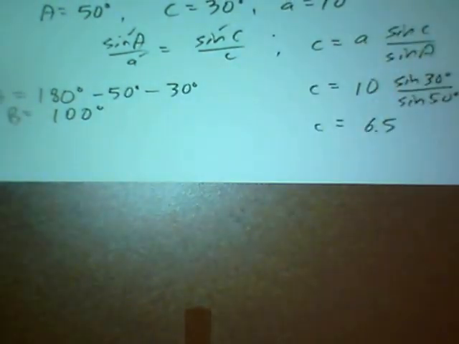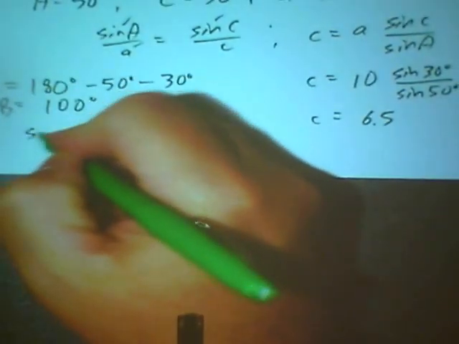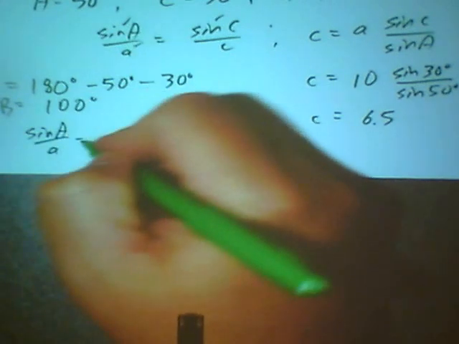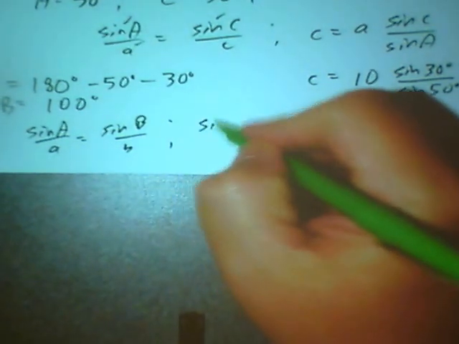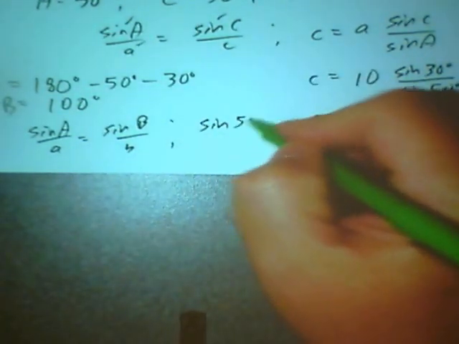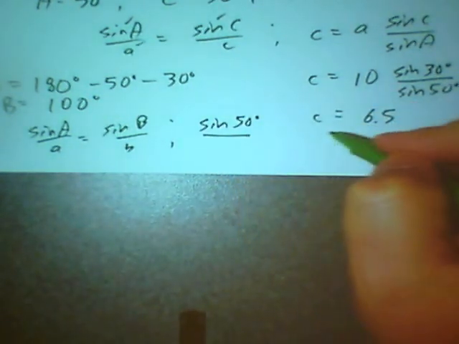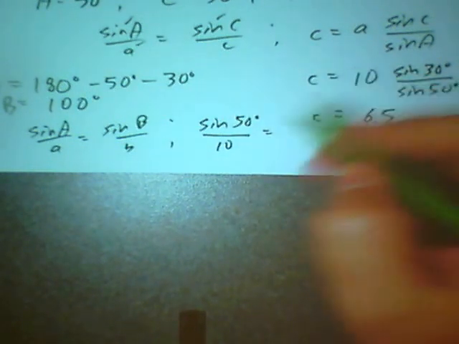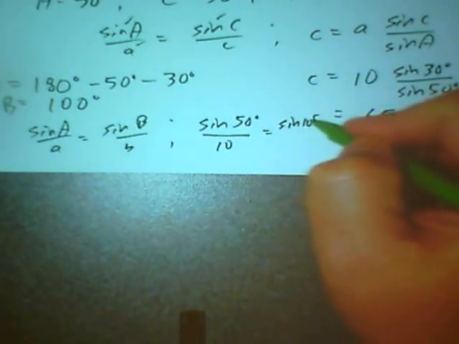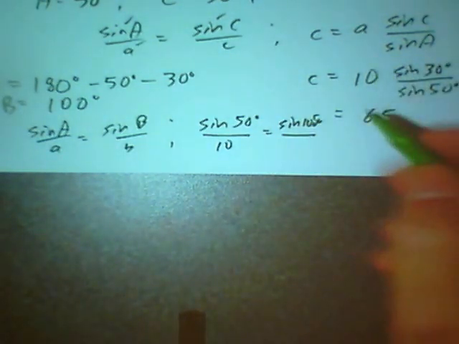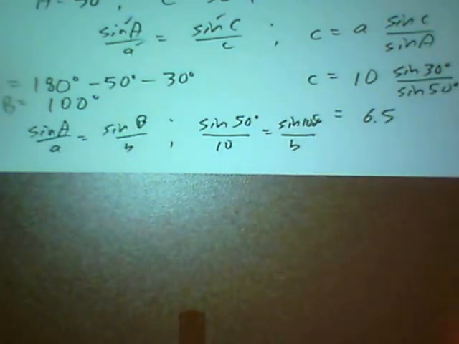So what's left? I got three angles. I know side A and C. I need side B. How about, I'll say sine A over A is equal to sine B over B. So A is 50 degrees, and it is 10 long. B is 100 degrees. And we don't know, we're going to find the length of B.